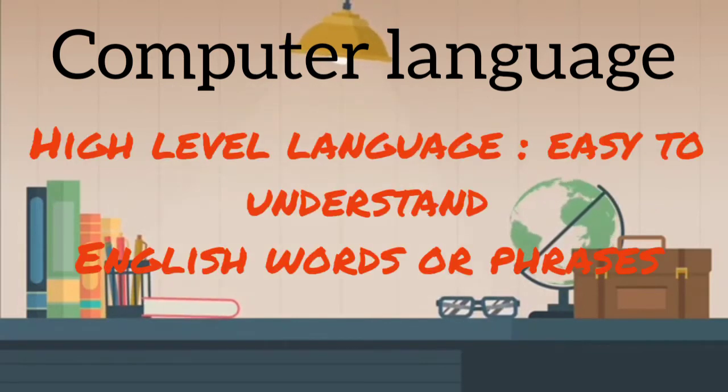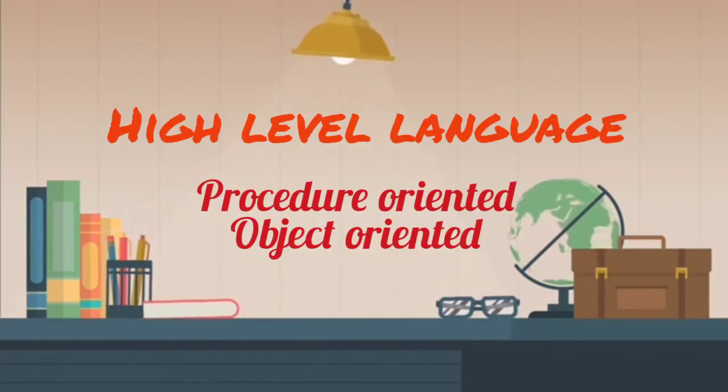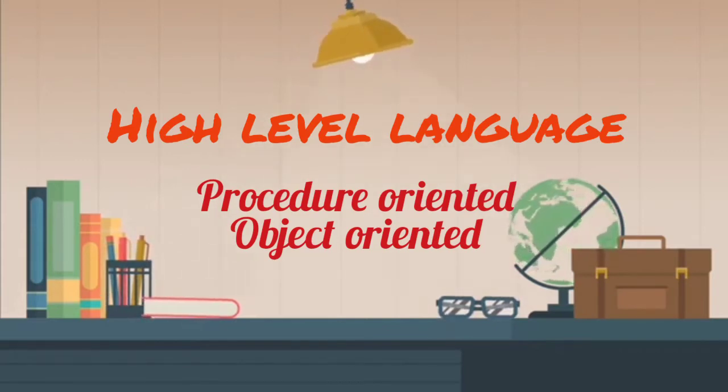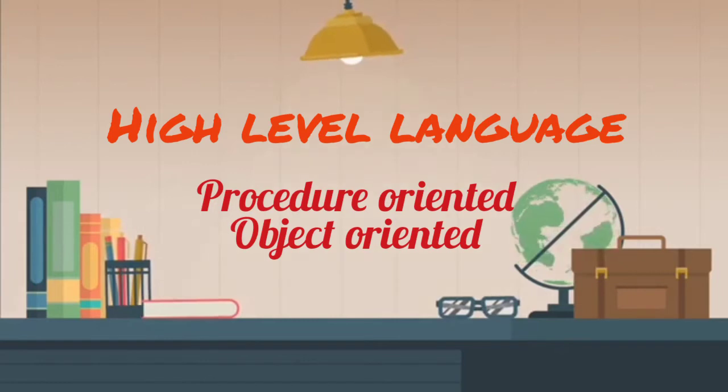Next, high-level language. It is the machine-independent language. The instructions are written in English words or phrases, and it is easier to understand and develop the program logic. High-level language is also divided into two: procedure-oriented programming language and object-oriented programming language.